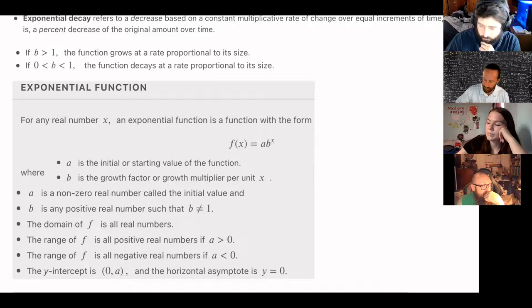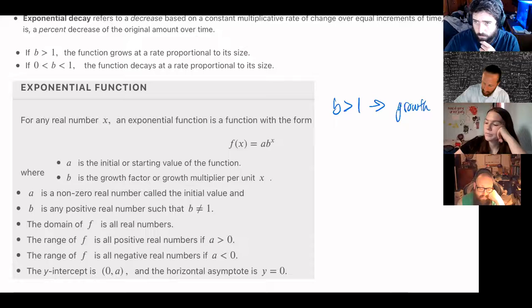Said if B is bigger than 1, then it would be an exponential growth or increasing function. But if it was less than 1, we're thinking, all right, well, then that's going to be less. It's going to decay. Because give me an answer. What is something less than 1?